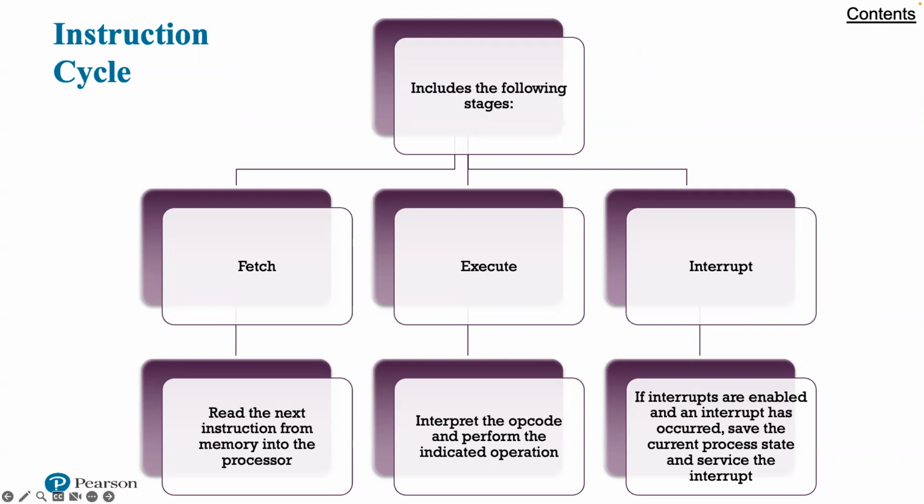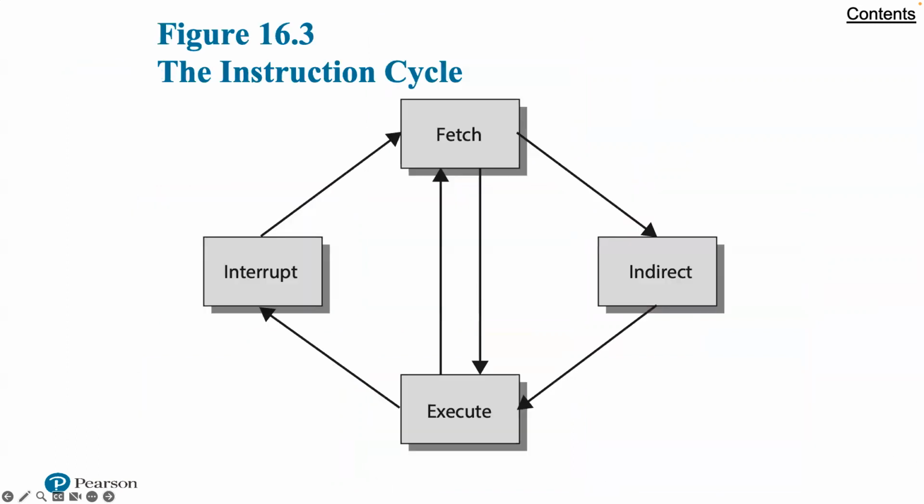Interrupt: if interrupts are enabled and an interrupt has occurred, you save the current processor state and service the interrupt. Then you go back to what you were doing before the interrupt. We are now in a position to elaborate somewhat on the instruction cycle. First, we must introduce an additional stage known as the indirect cycle. So we're getting into more details.